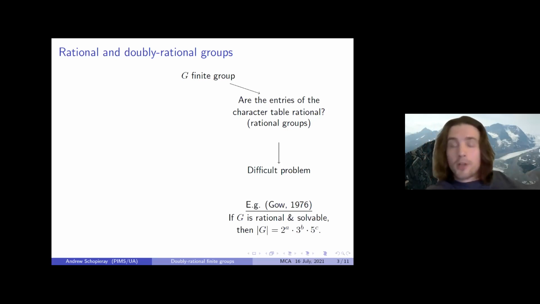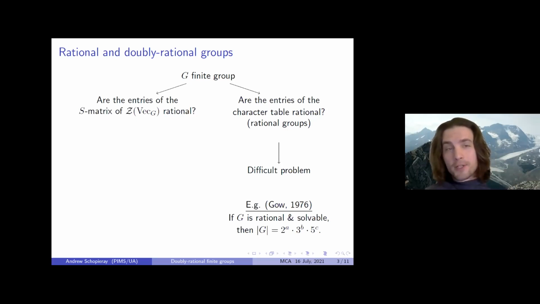For example, all symmetric groups are examples of rational groups, and clearly we can make those as big as we want and have as many prime divisors as we want. So why not just ask the same question on the left side of the screen? Ask, are the entries of the S matrix of the quantum double rational? Or, since they're algebraic integers in this case, are they integers?